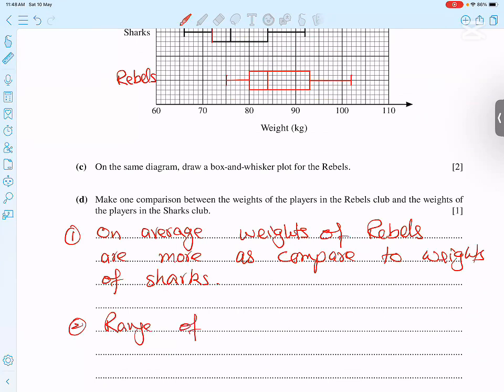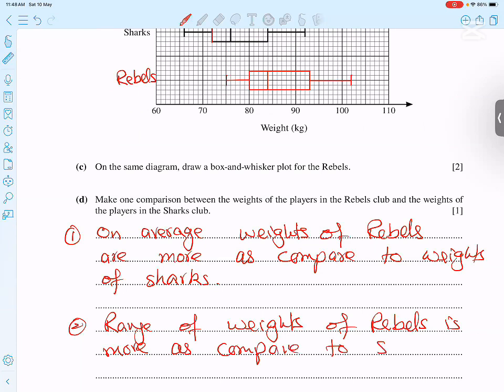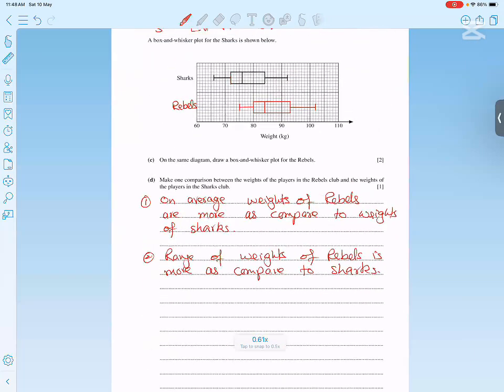the range of weights of rebels is more as compared to sharks. He asked for one, but I answered two, just an extra point I mentioned.